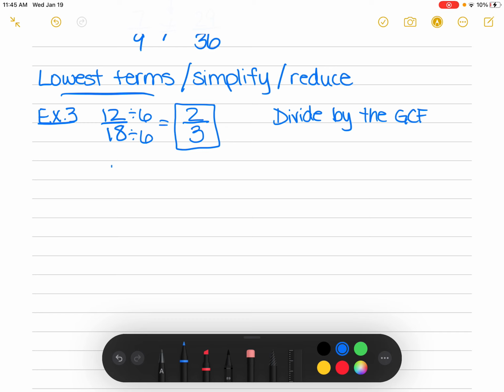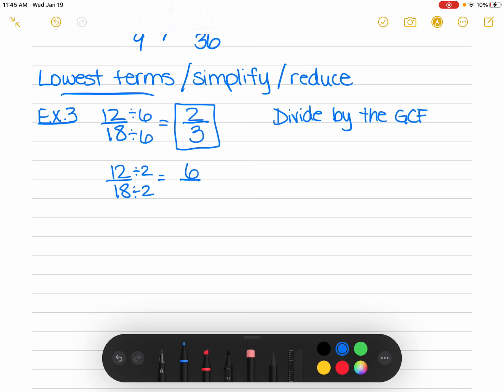Now, what if you don't know the GCF? I'm going to show you another way. It's a little bit longer, but it might be quicker for you because it might take you too long to find your GCF. So if you want to do it this longer way, I look at 12 and 18 and I can say, well, those are both even numbers, so I know they can both be divided by 2. So I'm going to divide them both by 2.